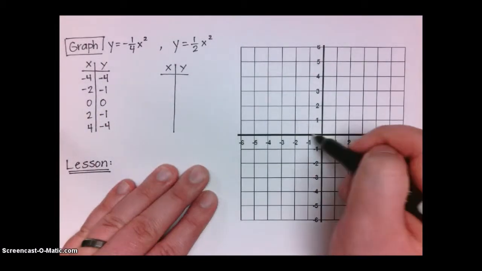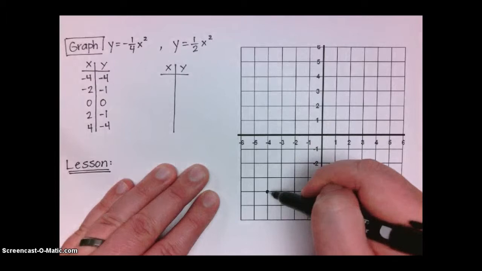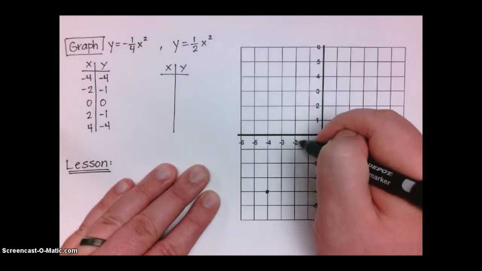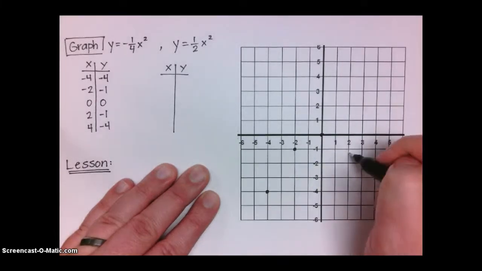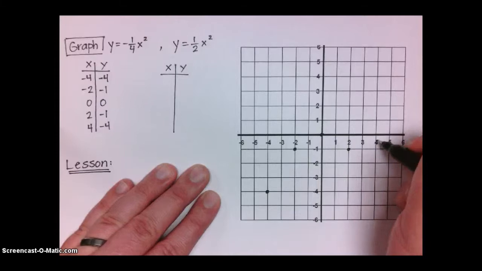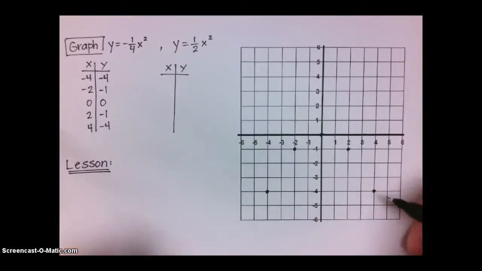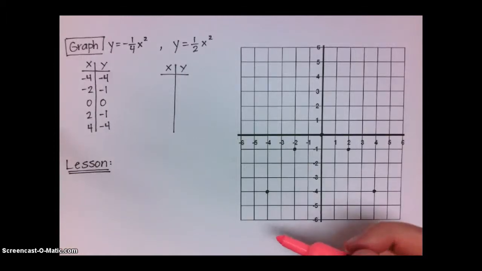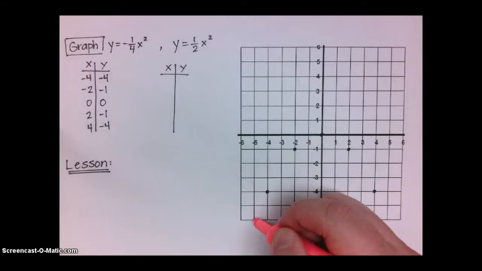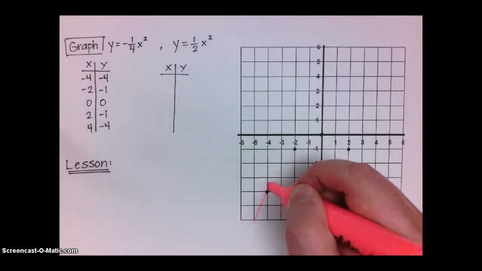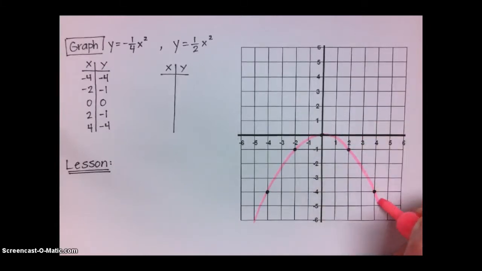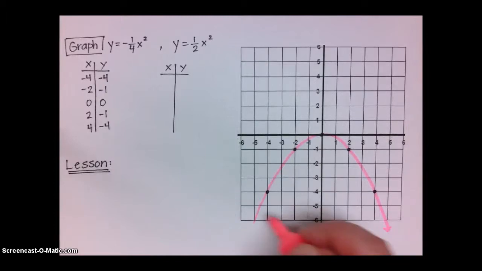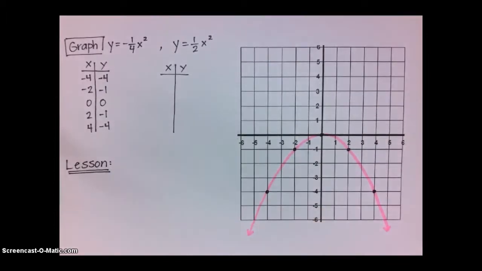This time I have negative 4 down to negative 4. I have negative 2 down to negative 1. I have 0, 0. I have 2 down to negative 1. And I also have 4 down to negative 4. So I'm going to try my best to make a nice round parabola connecting these dots. It takes a lot of practice to get a good parabola. And I'm not the greatest, but I just go nice and slow. So there we go.